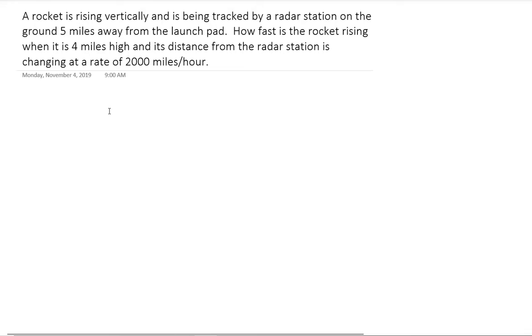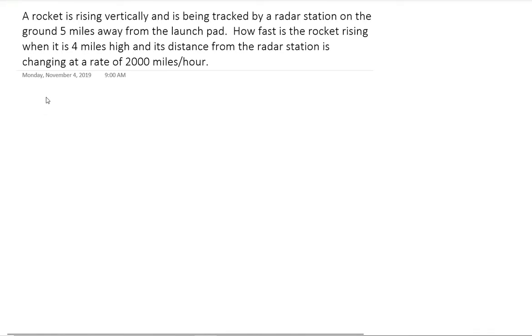A rocket is rising vertically and is being tracked by a radar station on the ground 5 miles away from the launch pad. How fast is the rocket rising when it's 4 miles high and its distance from the radar station is changing at a rate of 2,000 miles per hour? Okay, so let's draw a picture.